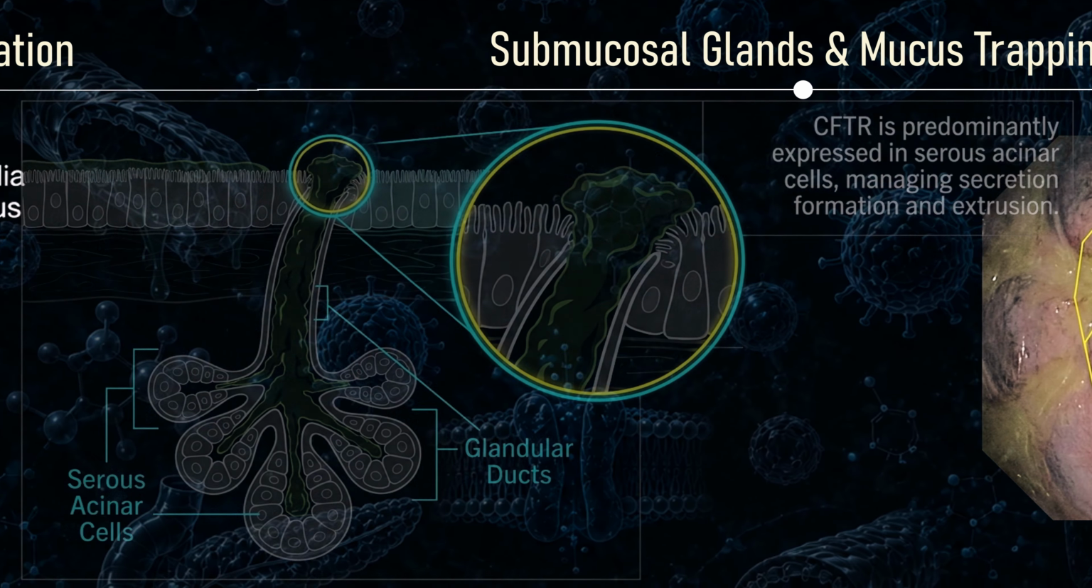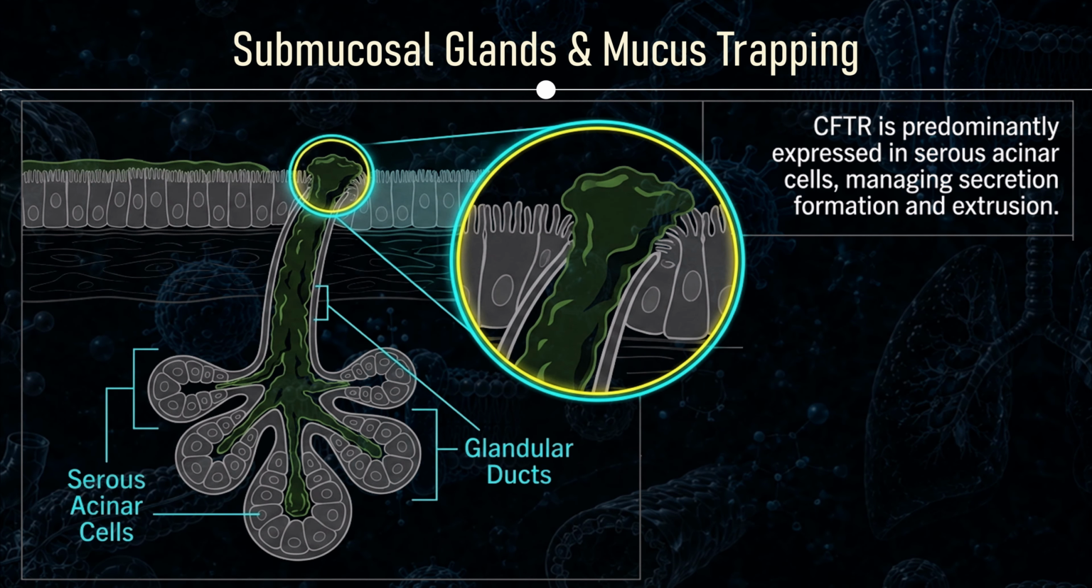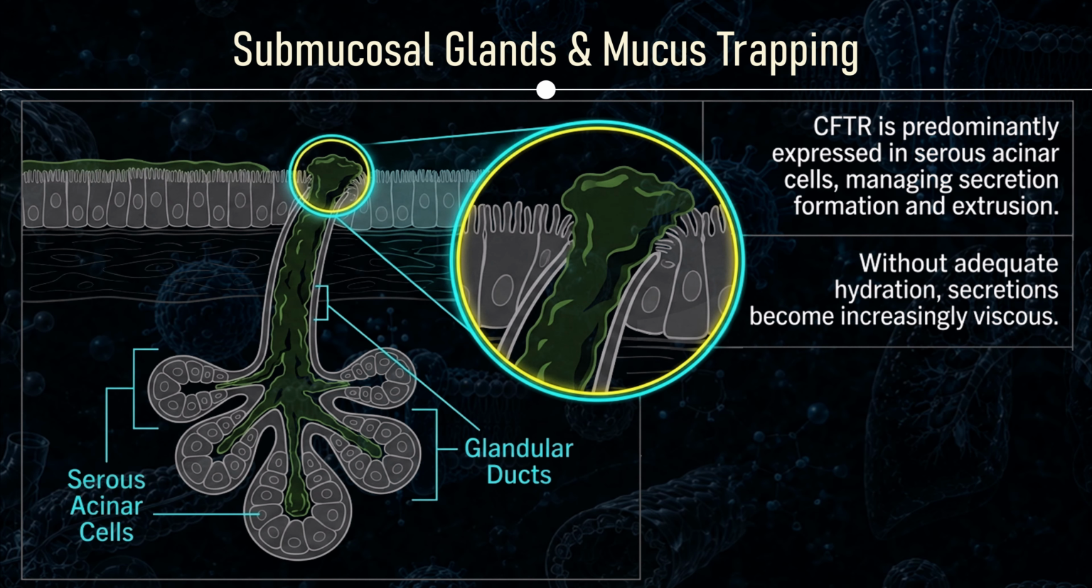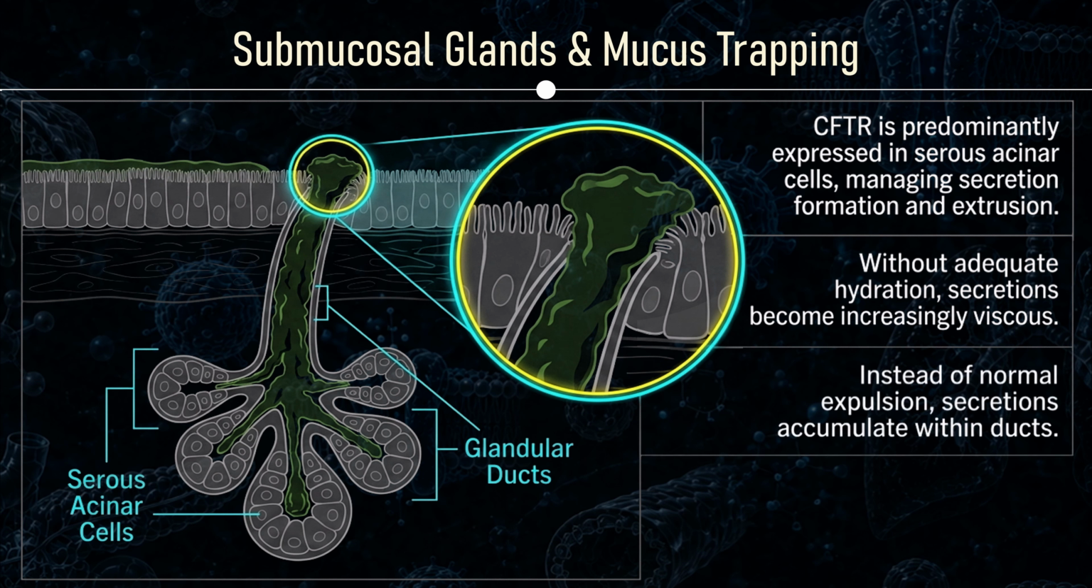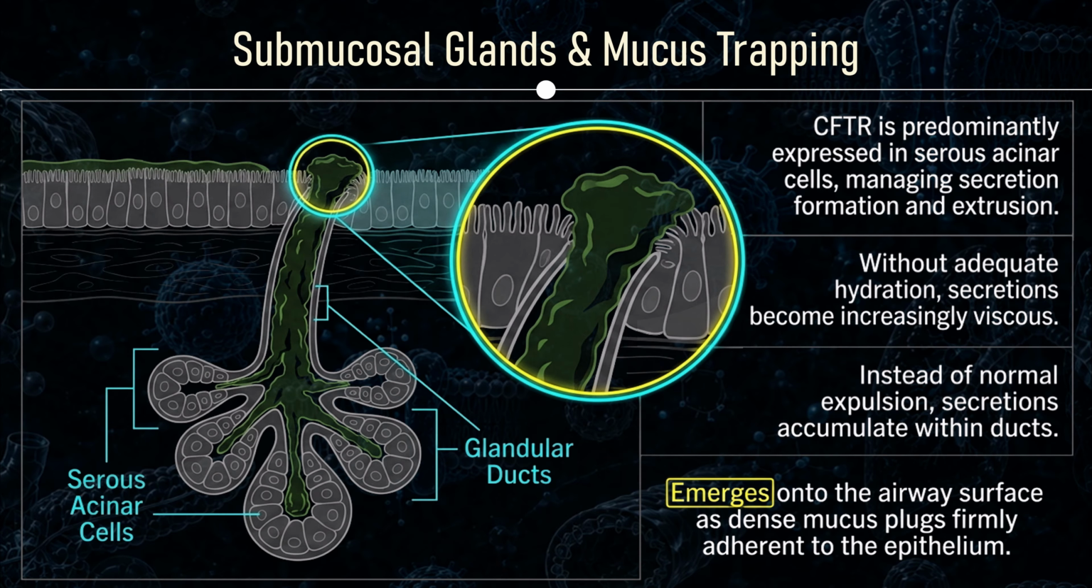CFTR also plays an important role within the submucosal glands of the respiratory tract. It is expressed predominantly within the serous acinar cells, where it contributes both to the formation of glandular secretions and their extrusion onto the airway surface. In cystic fibrosis, mucus becomes trapped within these glands because adequate hydration cannot be achieved. Instead of being expelled normally, increasingly viscous secretions accumulate within the glandular ducts before eventually emerging as dense mucus plugs firmly adherent to the airway epithelium.